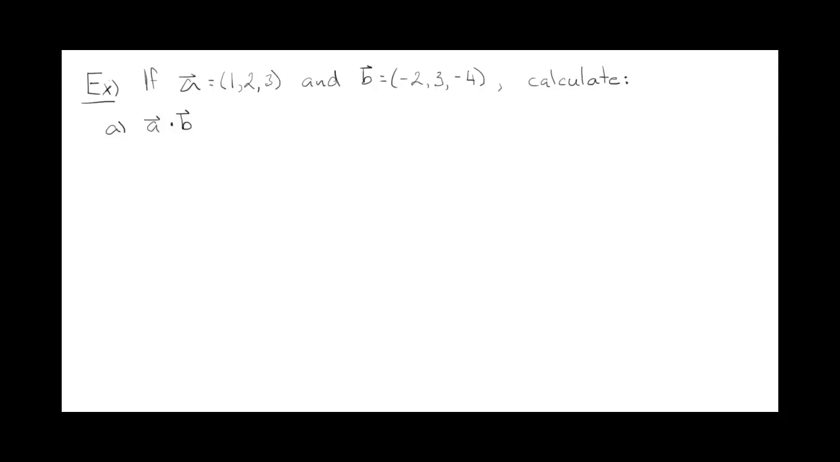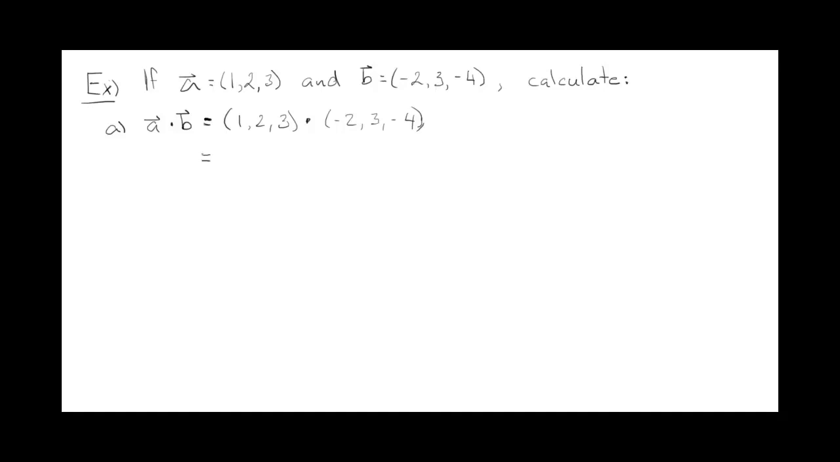Okay, in this video we're going to look at some examples where we calculate dot product given vectors in component forms. So here's the two vectors we'll look at, A, which will be vector 1, 2, 3, and B, which will be the vector -2, 3, -4. So the first thing we want to do is calculate A dot B. So A dot B would be the vector 1, 2, 3 dot -2, 3, -4.